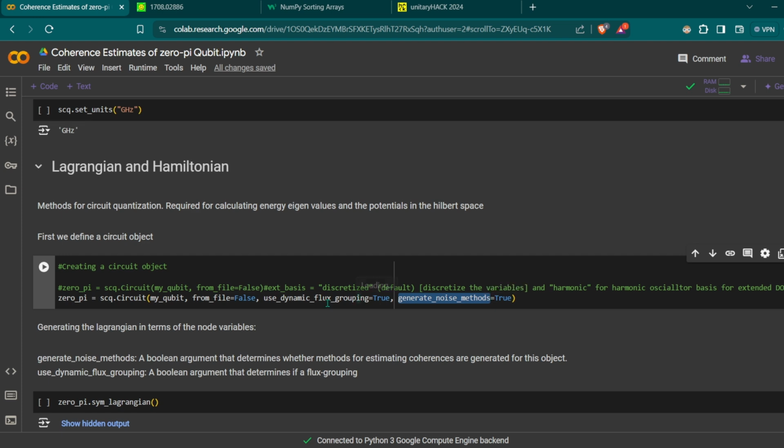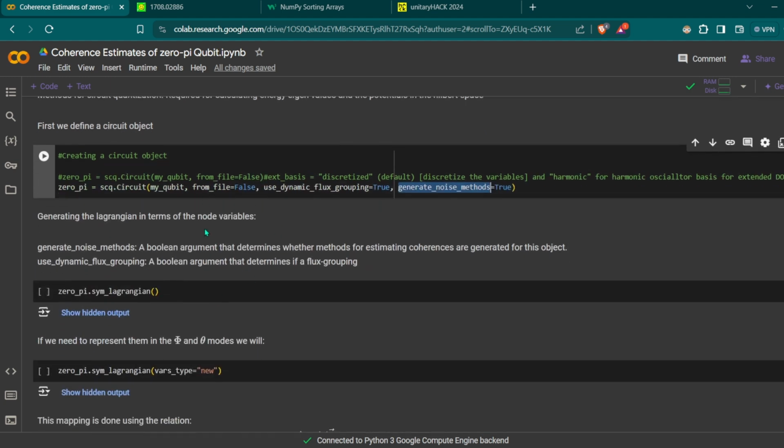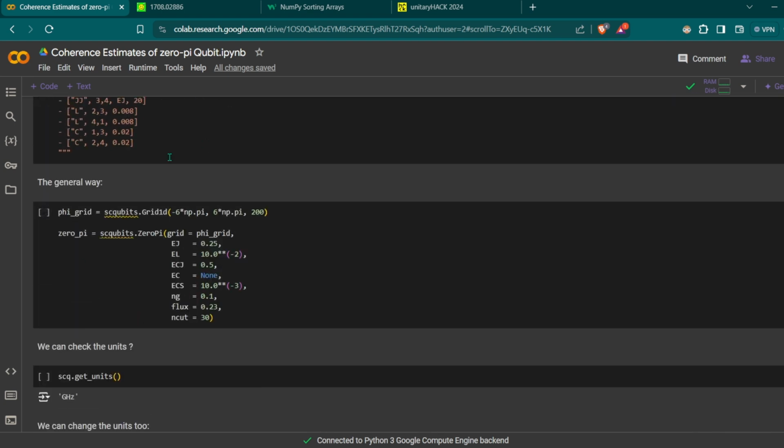So what are these? The generate noise methods argument is basically a Boolean argument that determines whether methods for estimating coherences are generated for this object, and dynamic flux grouping is a Boolean argument that determines whether a flux grouping is used or not. So we're going to use the zero-pi object later for calculating any kind of results for the qubit which you have mentioned earlier in here.